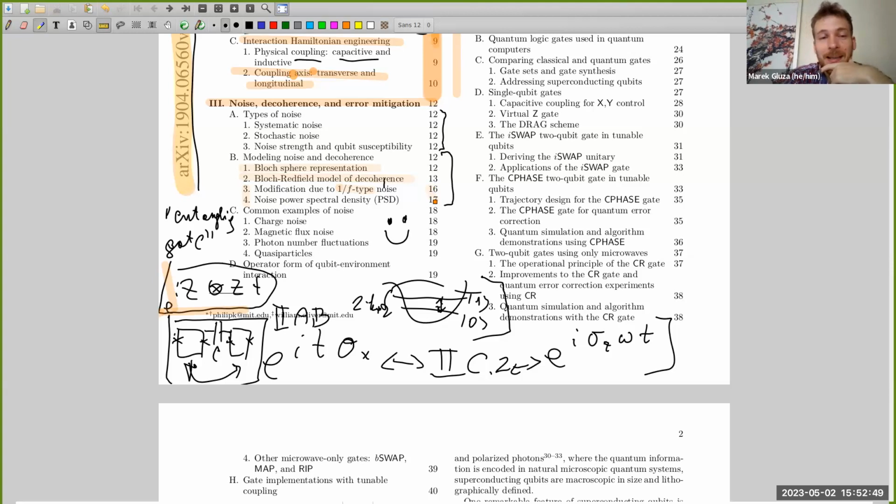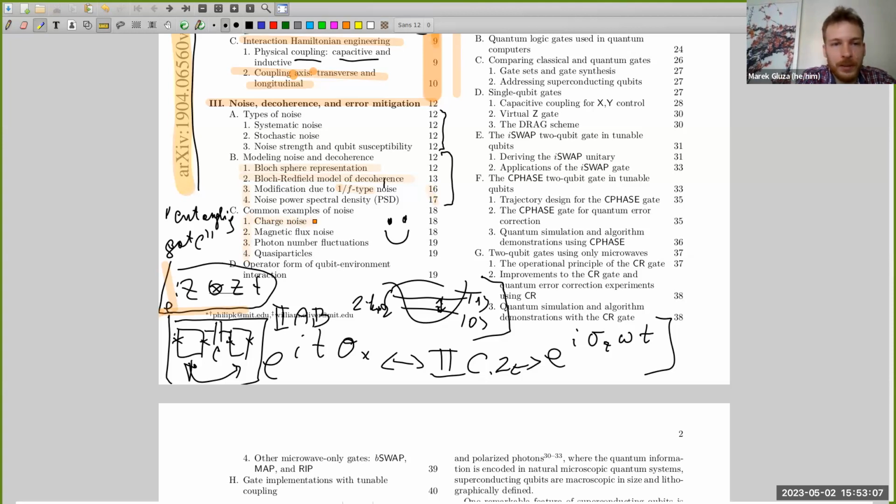Yeah. It's not easy. I mean, it's already 1 or 2 pages. So again, a couple of hours, right? So yeah. The noise examples are nice because it also tells you a bit of the history of superconducting qubits.